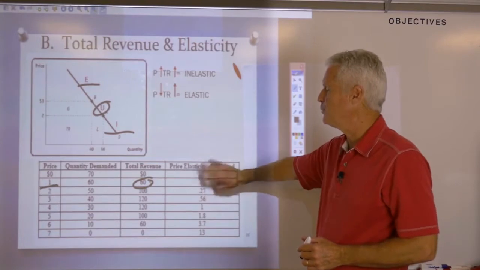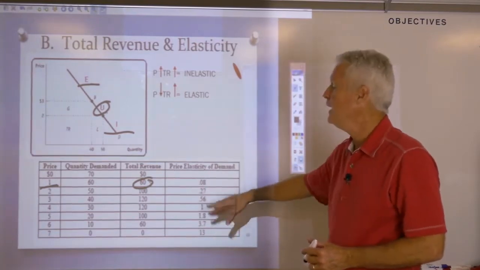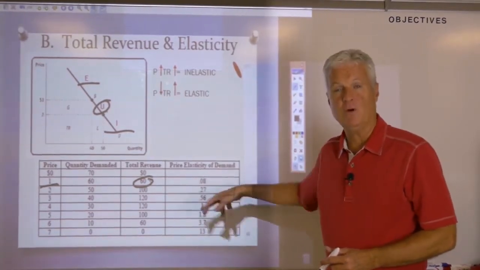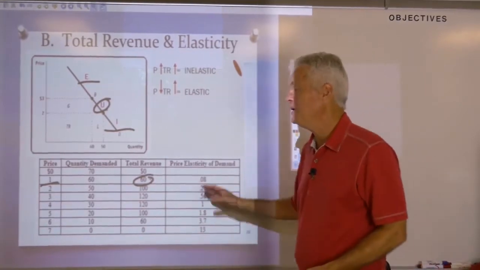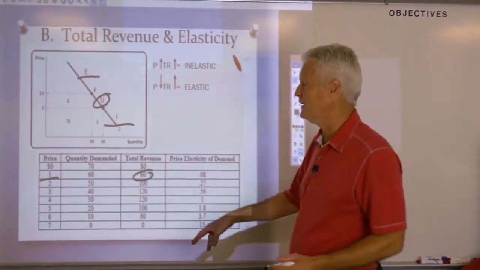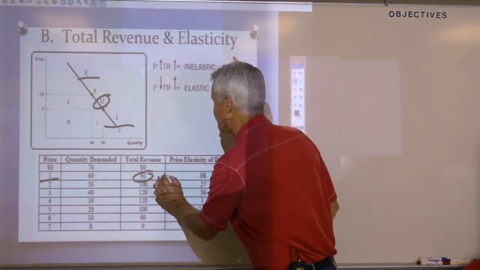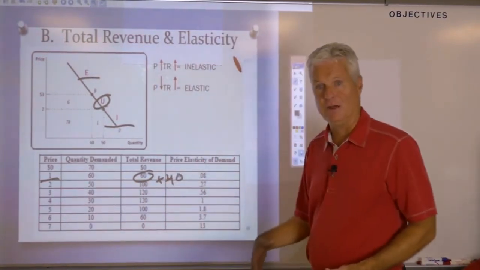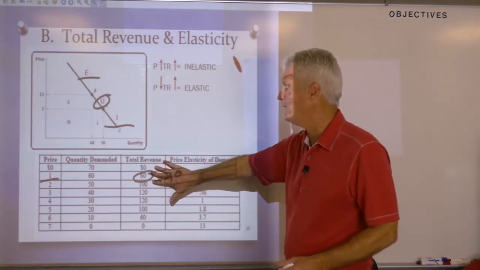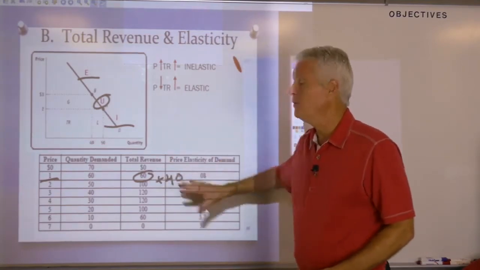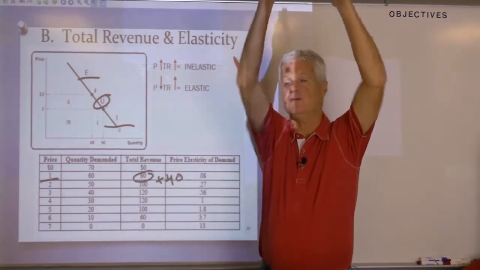They calculated the price elasticity of demand over here, and you notice it's less than 1, which means it's inelastic, which means we should be able to raise the price. Let's raise the price to $2. 2 times 50 is 100. That's plus $40. That's good. We raise the price, more revenue. We're still inelastic. Price increases, total revenue increases.